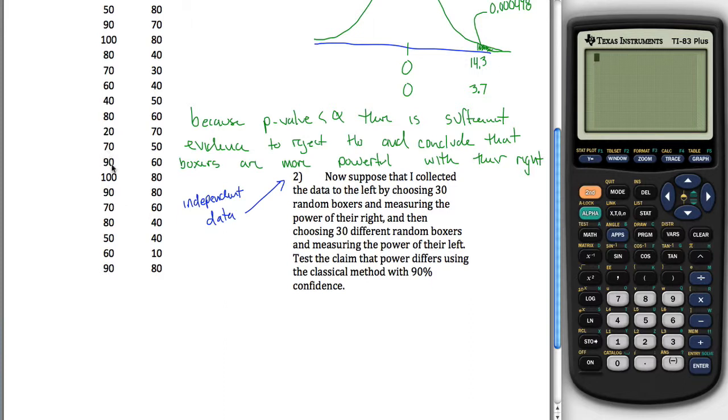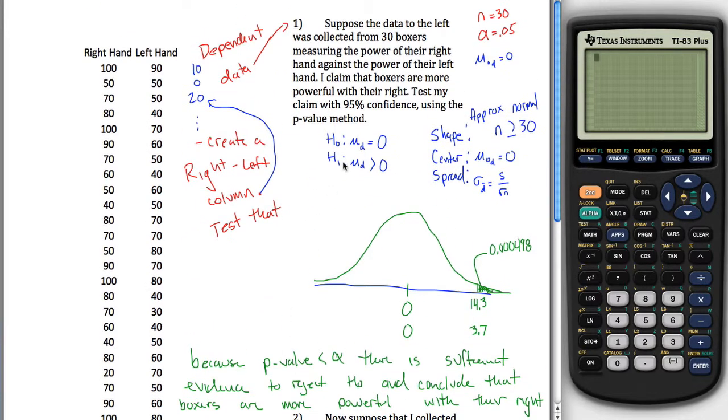The fact that me choosing some guy here and measuring his right hand doesn't force me to choose a specific person over here. It's a completely different person over here. This is independent of this. It means that I have independent data. And what you'll see, I'm going to keep comparing this back to the dependent data example.